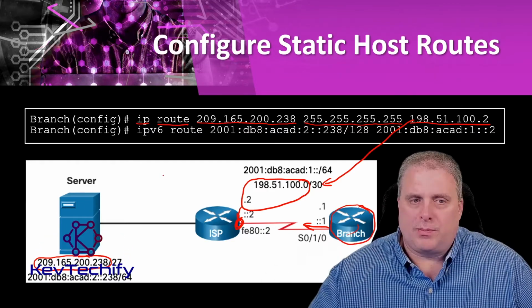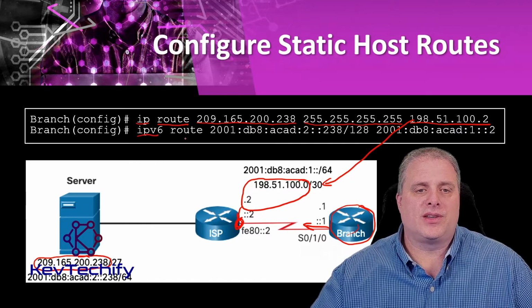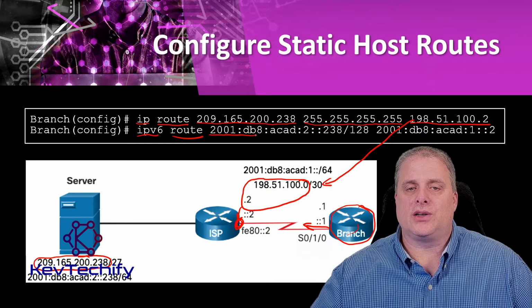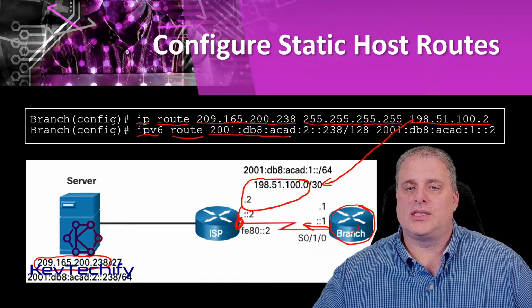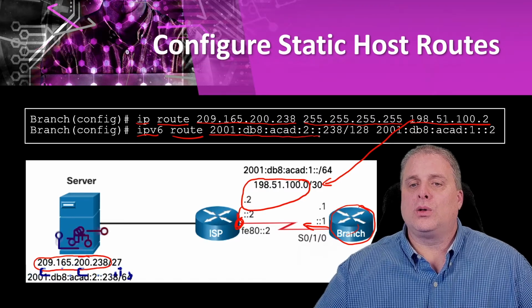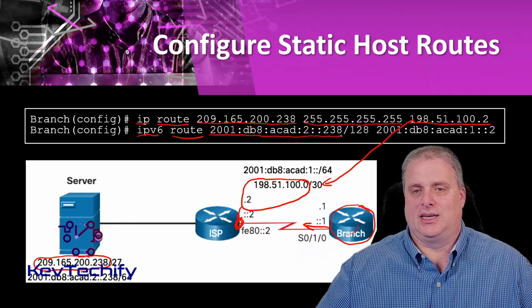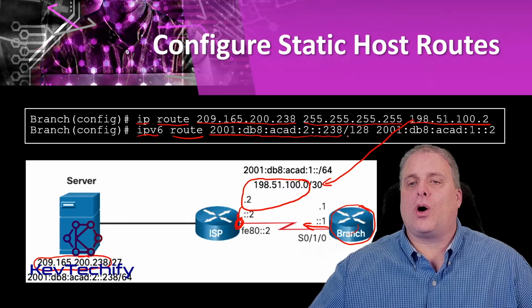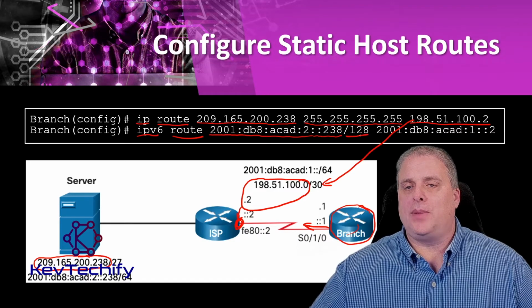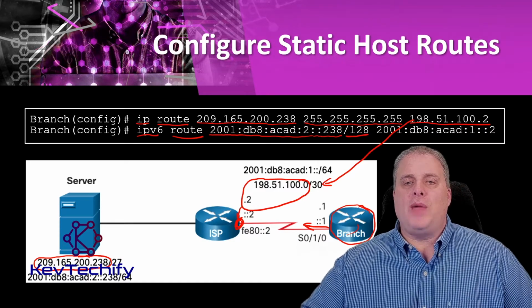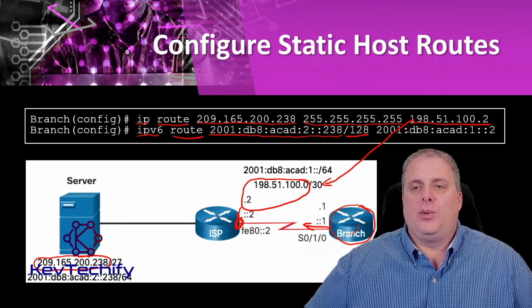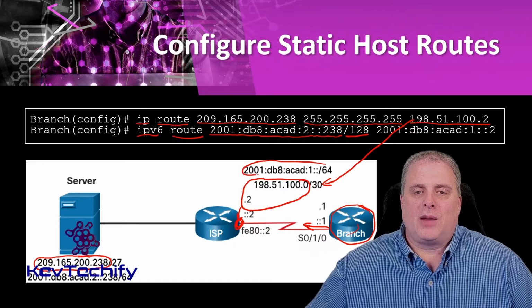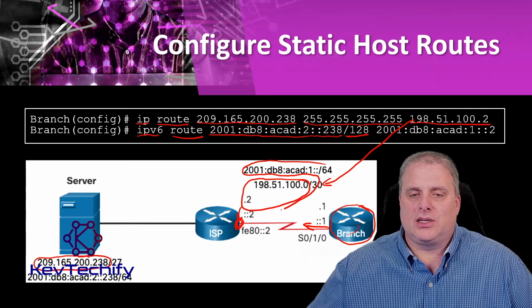IPv6 works basically the same way. IPv6 route. We put the full IPv6 address in there, 2001:DB8:ACAD:2:238. So that's our IPv6 address. And then we want to match all 128 bits. So it's a /128. We match all of those. And we put our next hop IP address in there. Our next hop IP address for IPv6 is right here.